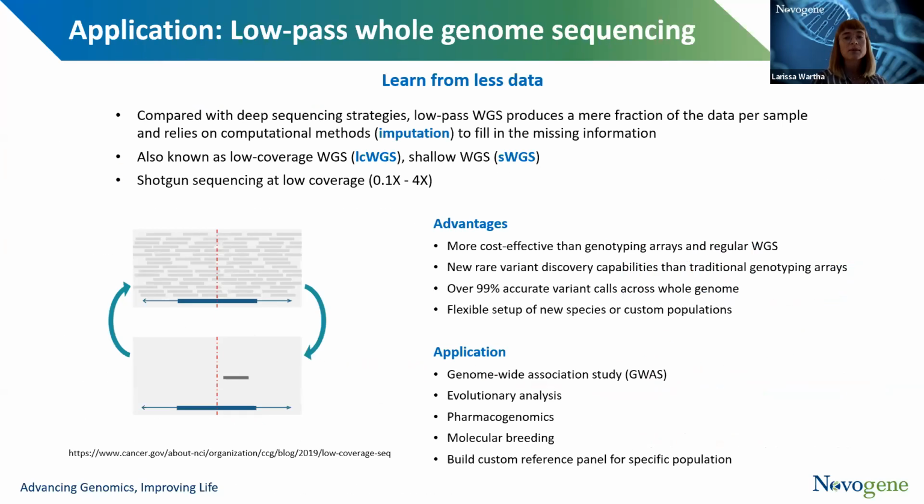So again, this is another great moment to introduce another application, which is low-pass WGS, or also known as low-coverage or shallow WGS. So this basically means that you learn from less data by sequencing at low coverage, relying on imputation to fill in the missing information. And the advantage of this approach is that it's cheaper, and you can identify new rare variants, which is not possible with traditional genotyping arrays. So one application is in fact GWAS, but it can also be applied to evolutionary studies and many others.